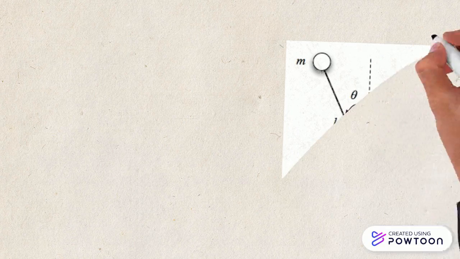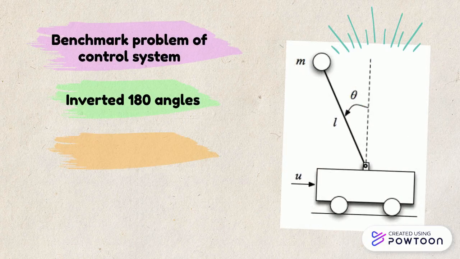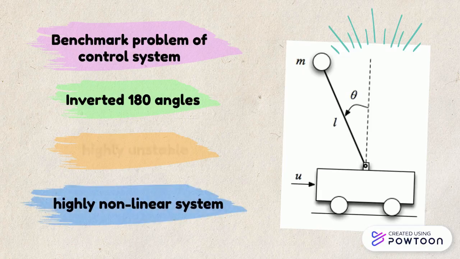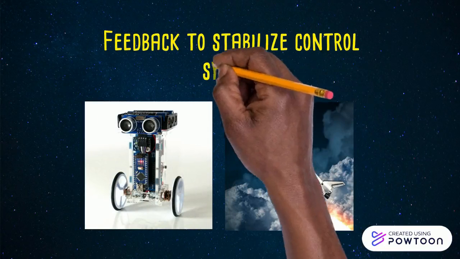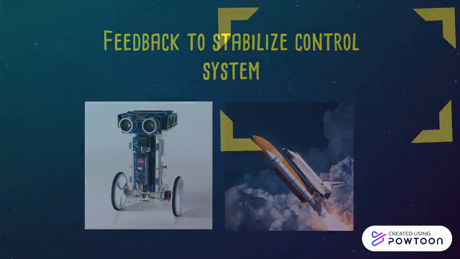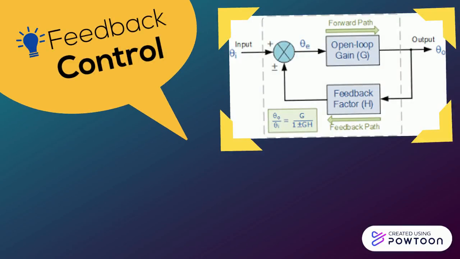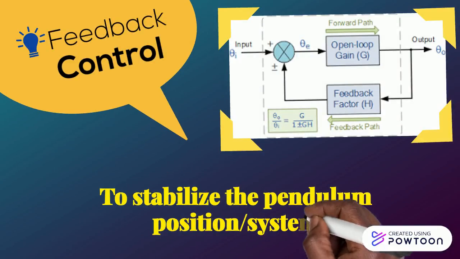The structure is inverted 100 degrees from its equilibrium position. The main characteristics of the system are that it is highly unstable and highly nonlinear. A feedback control system is commonly used in inverted pendulum applications in order to stabilize the pendulum position. It is responsible for monitoring the pendulum's angle and adjusting the position of the pivot point sideways when the pendulum starts to fall or become unbalanced.